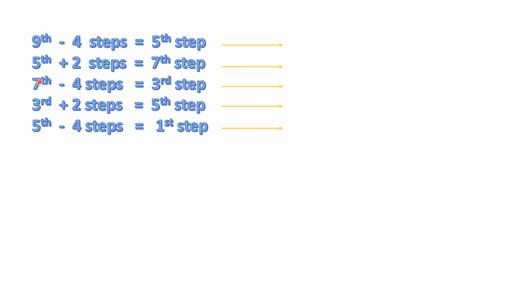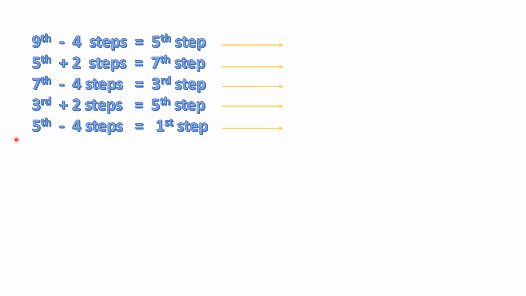Again, he's at the 7th step. He wants to go 4 steps up. Up is negative, so minus 4. 7 minus 4 we get 3, which means he's at the 3rd step now. But according to the rule of the question, he's at the 3rd step now and he has to go back 2 steps down, so plus 2, which means he's at the 5th step now.